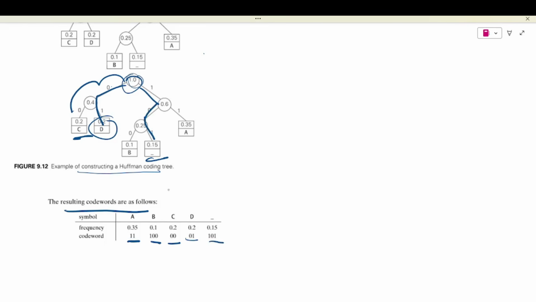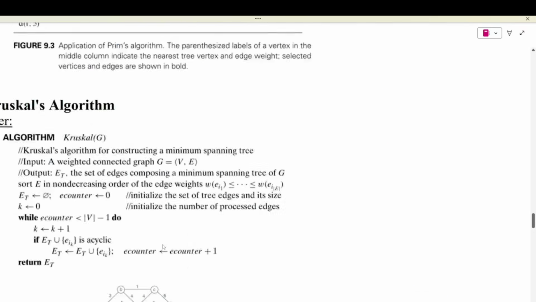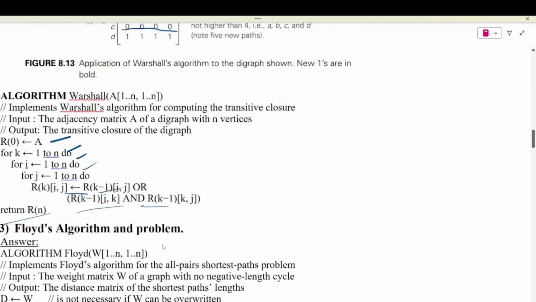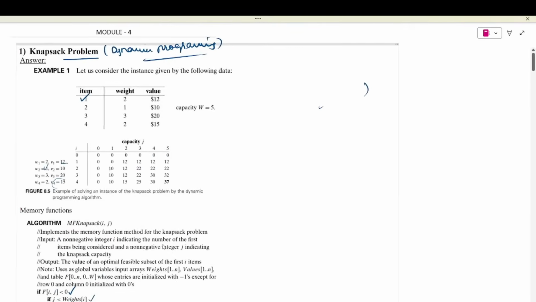This is the coding tree. This is the code word they have asked. This only is important. At the last step you have to write this. Okay. This is very important to note down. This was all about module 4. I hope you have understood. Just the concept you have to study is about the problems itself.